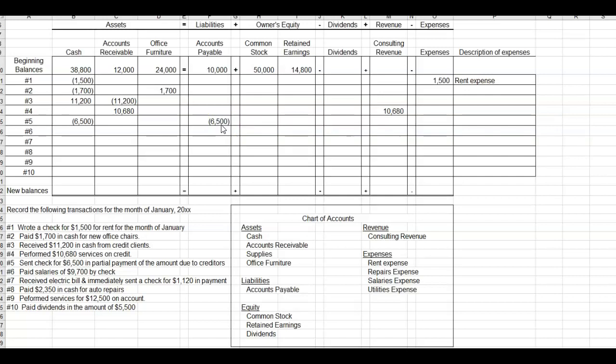Why don't you pause this video and take a few minutes to record transactions 6 through 10. When you're finished, start the video again to check your work.